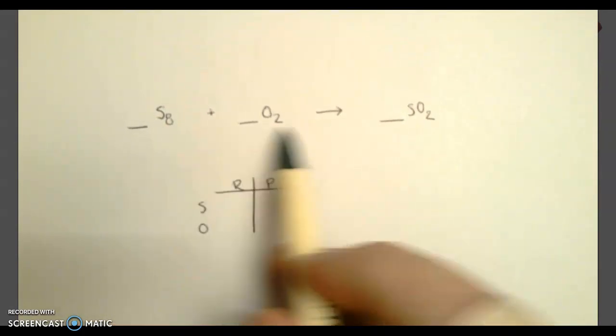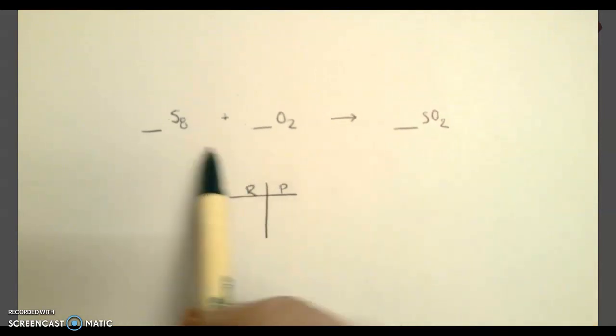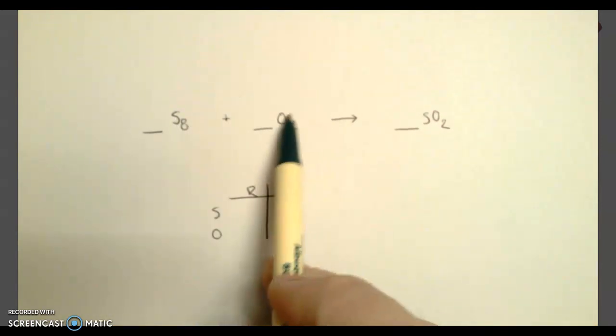So, alright, so our first equation there was we have S8 as a molecule, we have O2 as a molecule.